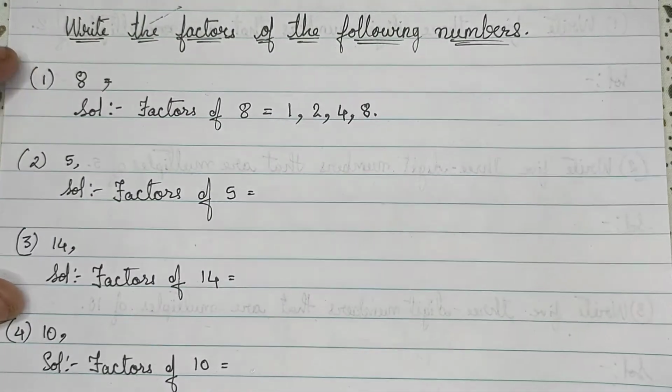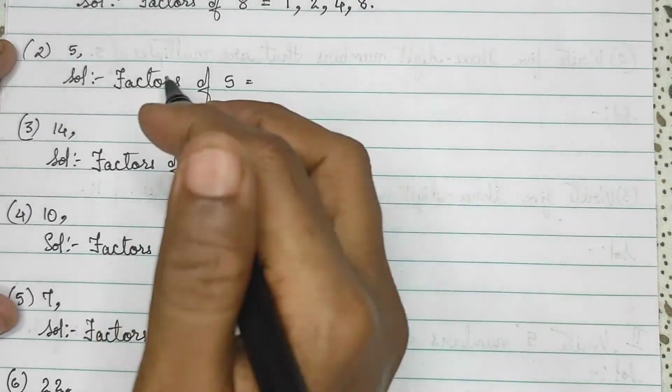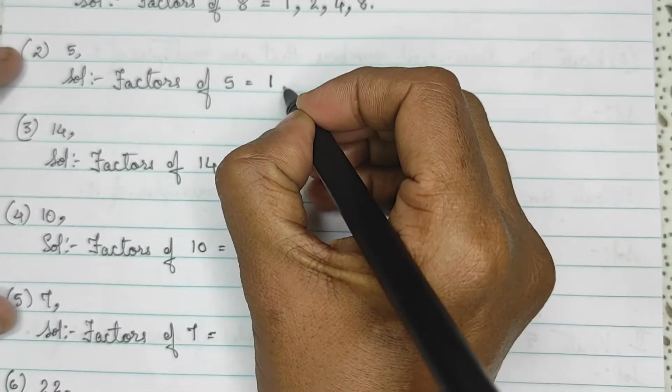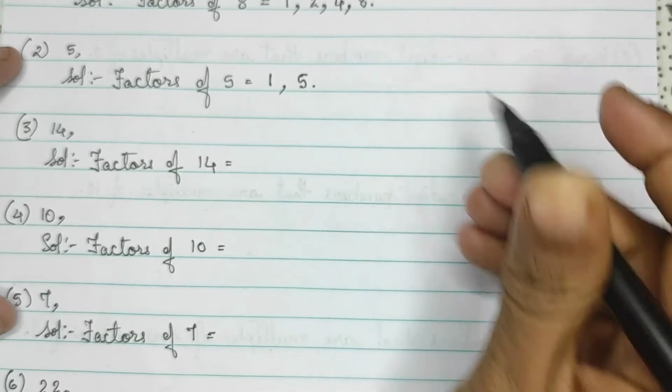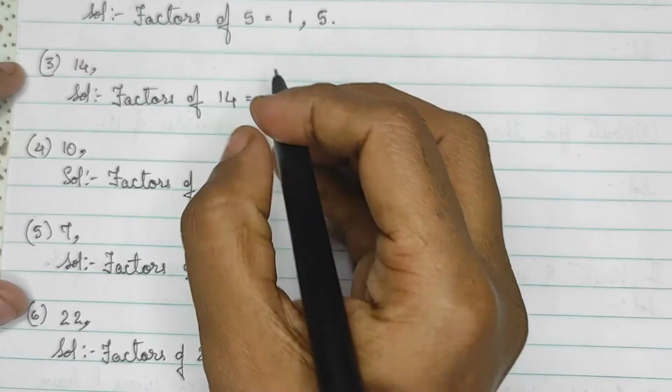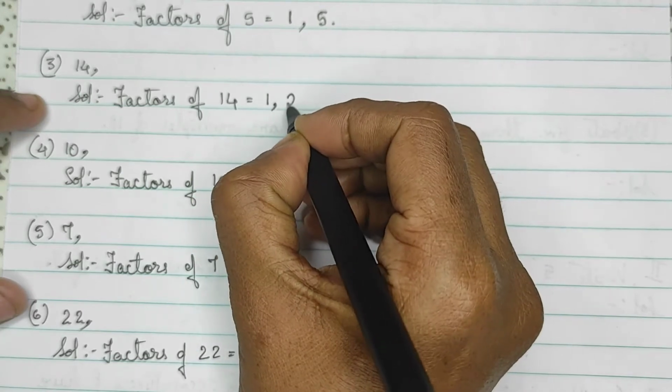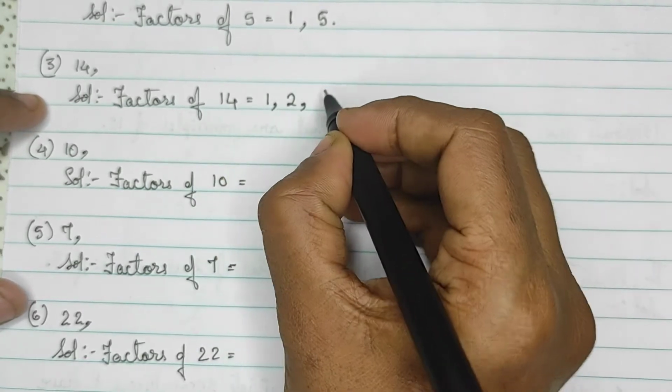Okay, let's see further. Factors of 5. So 5 is divisible by 1 and only 5. Then 14. 14 is divisible by 1. 2 7s are 14, that means 2 and 7.